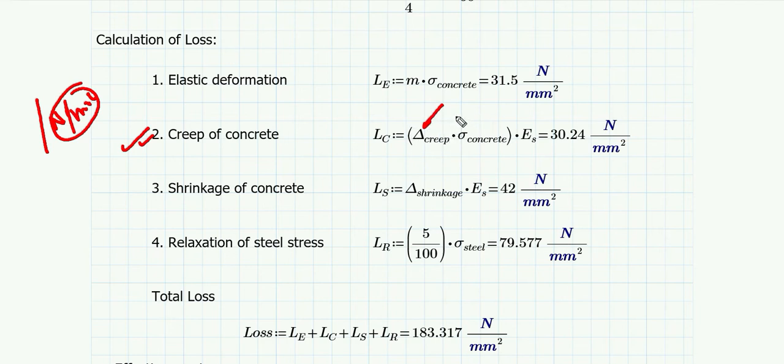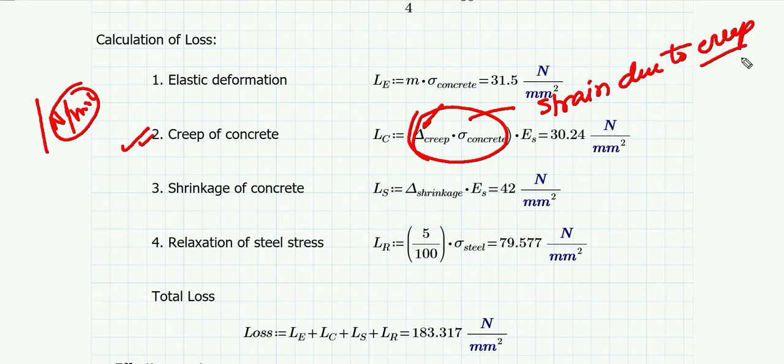So to find out the total creep, we have to multiply by the total stress of concrete, right? So this is the creep per unit stress of concrete. We multiply this with the total stress in concrete, which will give you the total strain due to creep. So if you multiply this with Young's modulus of elasticity of steel, it will convert to stress due to creep, right? And which will be the loss in steel due to creep, and which is 30.24.